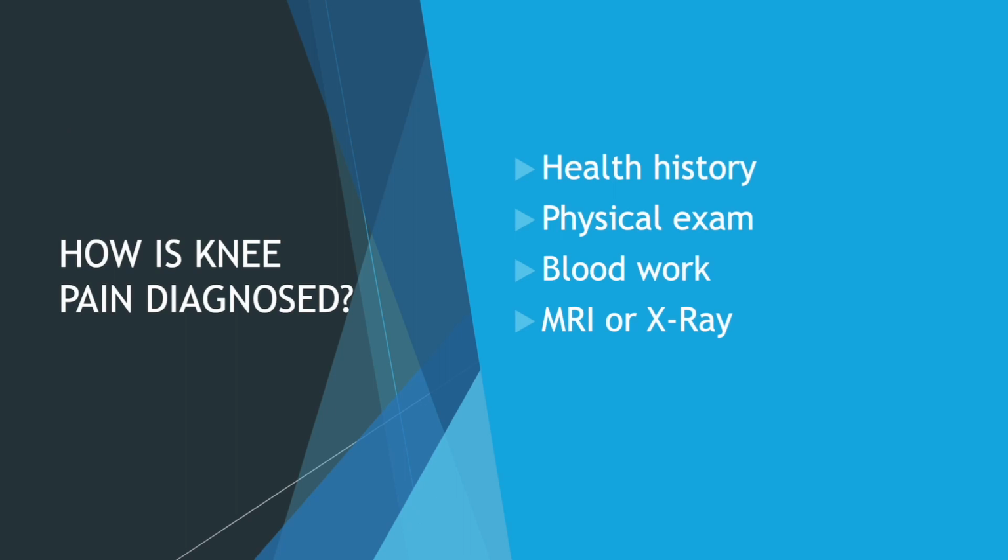Okay, so how is it diagnosed? Well, of course, we're going to take a health history and do a physical exam. We may do blood work, usually to rule out rheumatoid arthritis versus osteoarthritis. And then we'd like to see imaging. We can review the imaging that you already have, or we can order out for X-ray or MRI, depending on how serious the condition is.